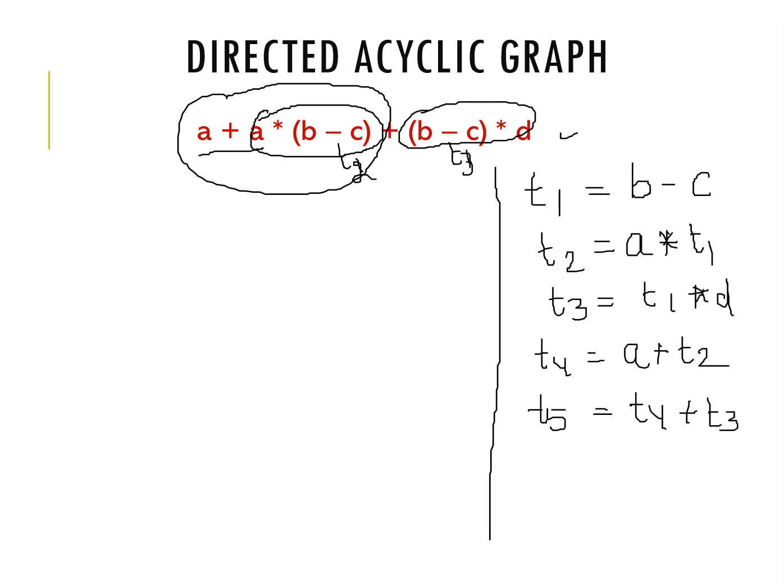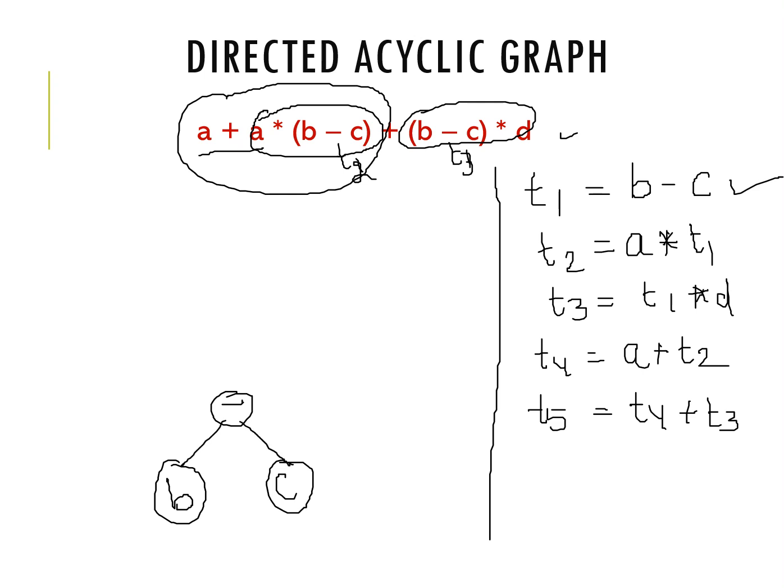Let us convert it into DAG. So I'll start with my first equation, that is B minus C. Let us create a tree for this. So as I said, the operands become the leaf nodes and the operator becomes my root node.